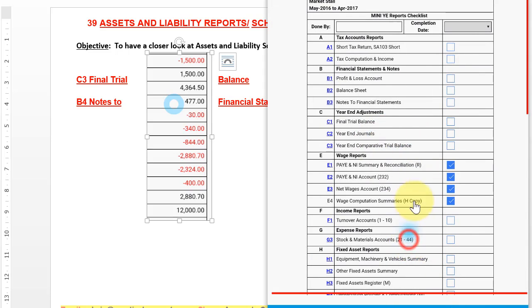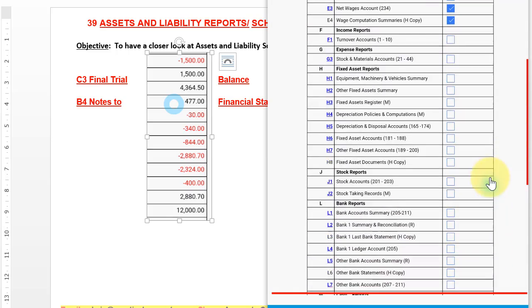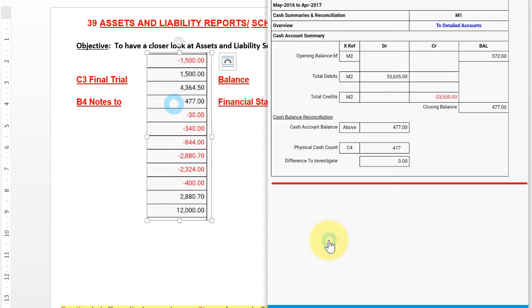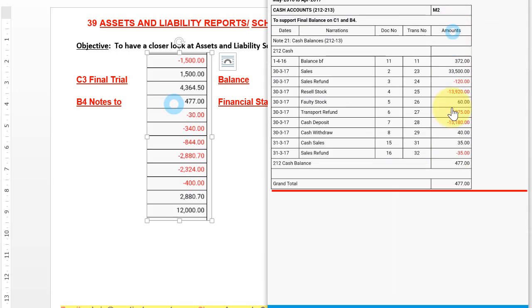Now we're looking at the cash account. We're going to look at two reports. We'll start with the cash summary. If you recall, we did reconcile this one as well, and we confirmed that the cash available was 477, which agrees with that. And this is what it looks like. Now let's move to M2, which is the detailed cash account.